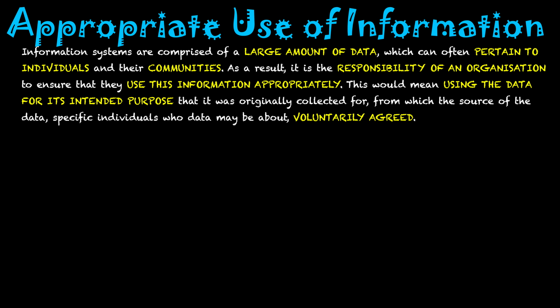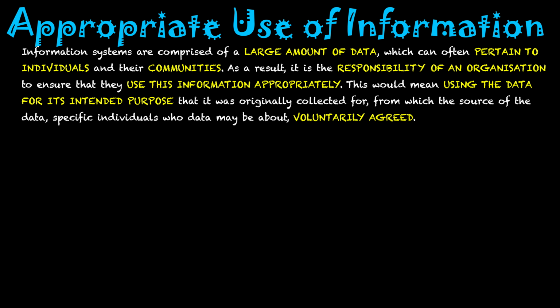So let's define this. Information systems are comprised of a large amount of data, which can often pertain to individuals and their communities. Okay, so it's not just individuals' data, it can also relate to the whole community we live in because all this data gets compiled together about multiple people, and obviously this data then can be very influential with how things are going.